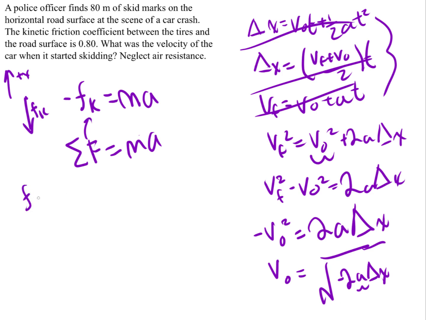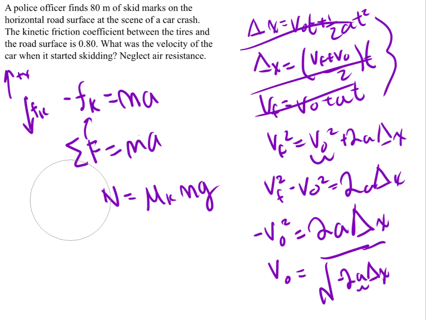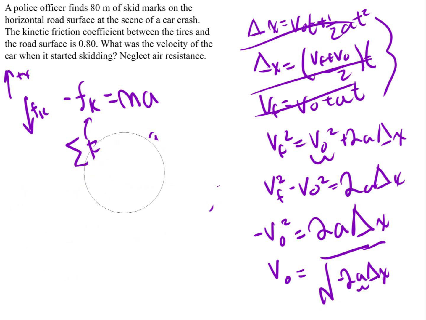We also know that the force of kinetic friction is given by the coefficient of kinetic friction times the normal force, where the normal force is equal to the car's weight, mg. So we can substitute that in for the normal force. So the force of kinetic friction is equal to the coefficient of kinetic friction times mg. Now we can use this to solve for the acceleration, a.